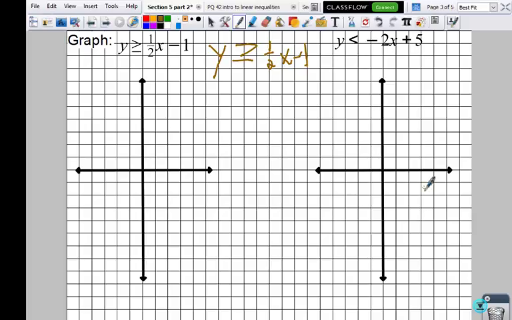Alright. So I need to go through and graph my line, first of all. So I'm going to start at b. And remember, it's mx plus b. So, Robert, what's my b in this problem? Negative 1. Yep, negative 1. So I'm going to go down to negative 1, and I'm going to put my dot.